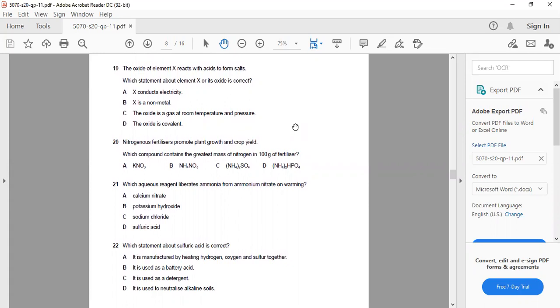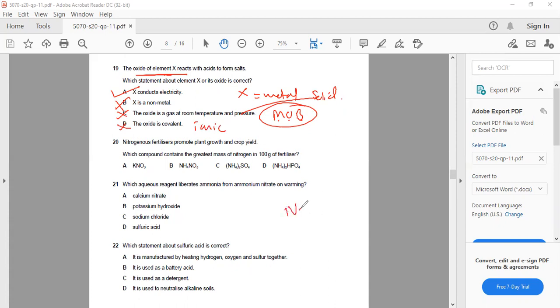19. The oxide of aluminum reacts with acid to form salt, so it must be a basic oxide, because a basic oxide reacts with acid to form salt. So X is a metal. Metals form basic oxides. Remember the mnemonic: metal oxide basic, MOB. X conducts electricity. X is a non-metal is wrong, because a non-metal forms an acidic oxide. Metal oxide is solid. Metal oxide is ionic, like Na2O.